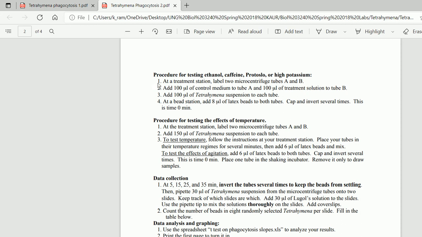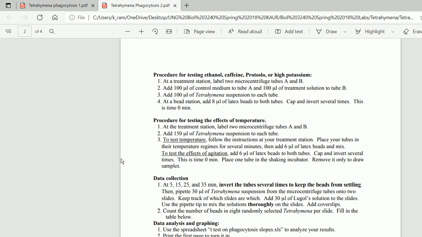Then you are going to add to both the tubes 6 or 8 microliters of the India ink dye, both are fine. Then you are going to do the same thing. You are going to cap it, invert it, and basically mix them. And here starts your 0 minute. And then you have to do the same thing as you did in the first part.